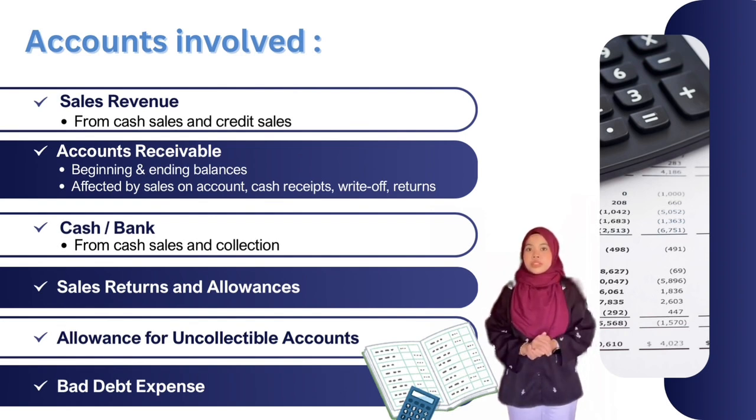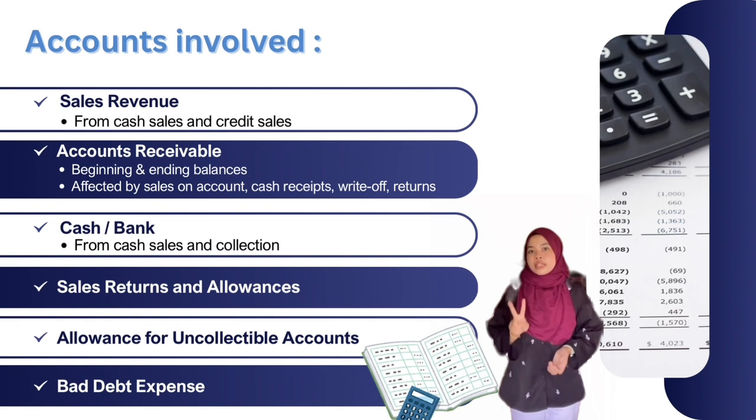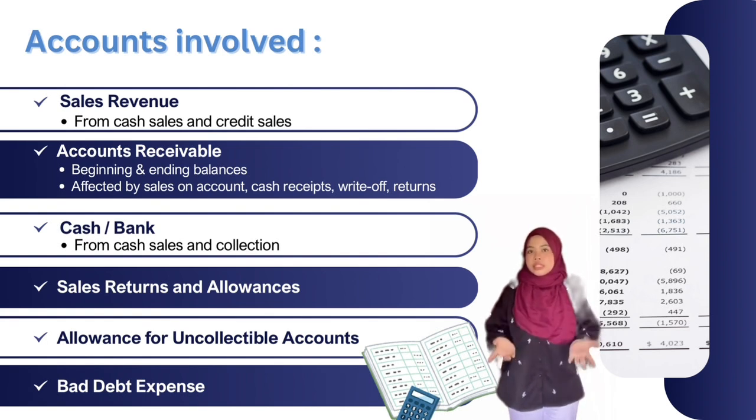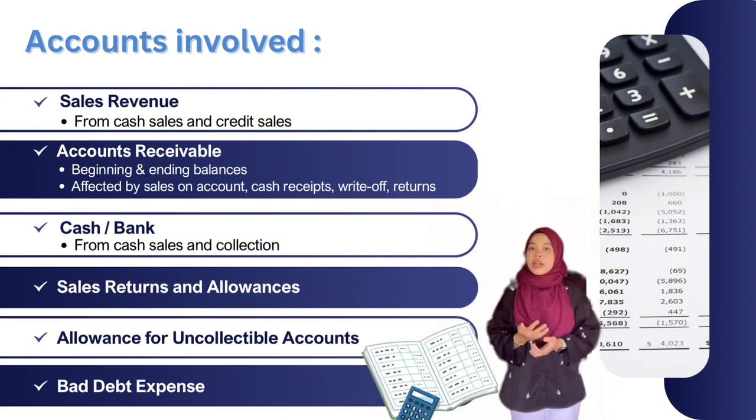Based on the textbooks, there are 6 main accounts commonly involved. The first one is sales revenue, which records both cash and credit sales. The second one is accounts receivable. This includes the beginning and ending balance, and it is affected by credit sales, payment receipts, returns, and write-offs.